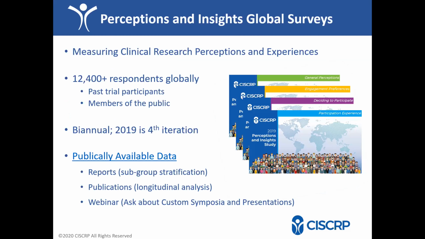Now, there are a lot of groups out there, and CISCRP is one of them, that put out publicly available insights from participants as well as members of the public on what they feel about clinical research, what their experiences are. So I encourage folks, take a look at these, the results of our 2019 global survey. This is the 4th iteration of our biannual survey. We do typically have over 12,000 respondents. There's 4 different publicly available reports. We do have much more data behind that. So if anybody's interested in learning more about how we can share that data with you, please do reach out.